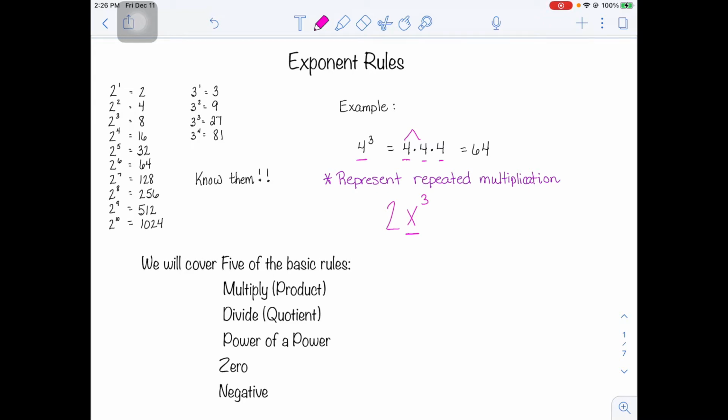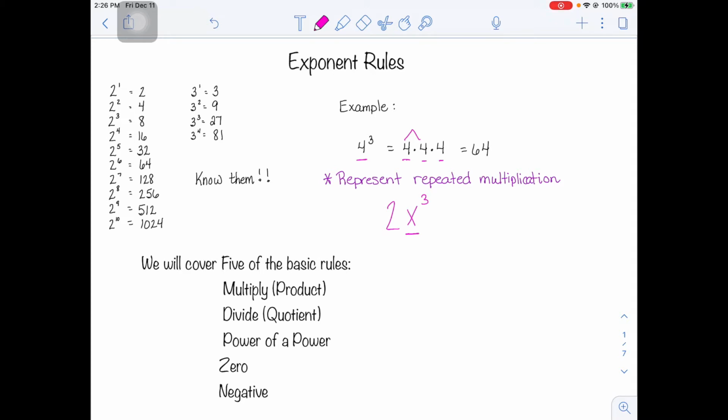So the list here of 2 to the first power all the way to 2 to the 10th power, and 3 to the first power to 3 to the fourth power, you should know them. Those should be the ones that are automatic, you know what those are. Those will help you with problems when you work them.